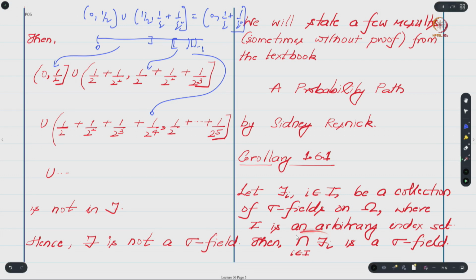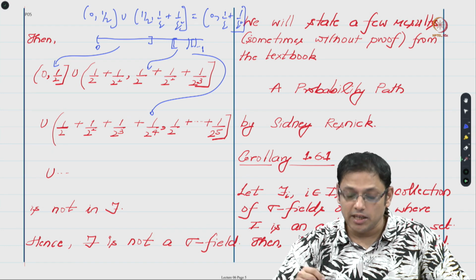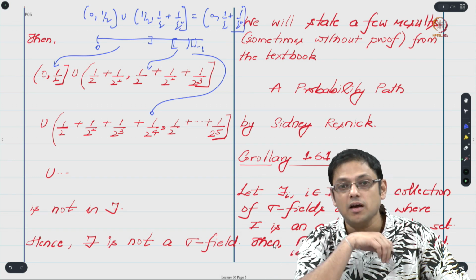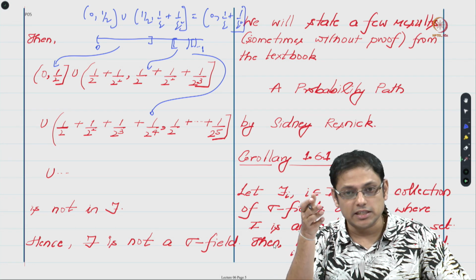Then the claim is that if you take the intersection of all these sigma fields, then that intersection itself will be a sigma field. Actually this is a very easy statement to verify. You just have to verify that all three properties required in the definition of the sigma field are satisfied by this intersection of the F_i.